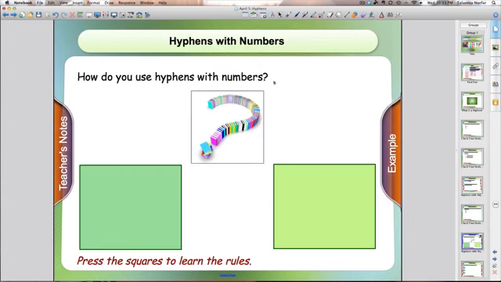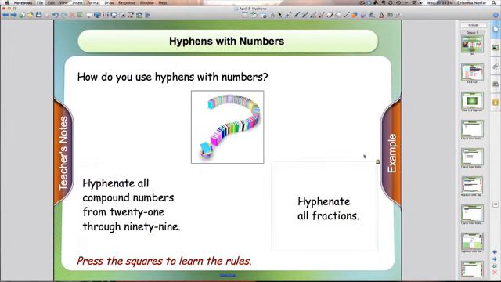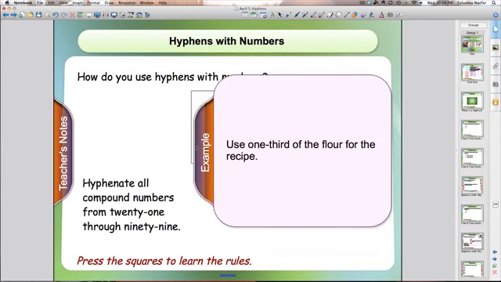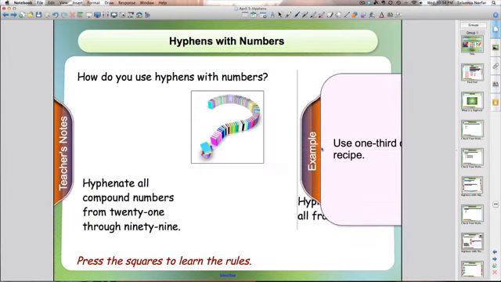How do you use hyphens with numbers? Well, hyphenate all compound numbers from 21 through 99. And hyphenate all fractions. Let's look at an example. Use 1/3 of the flour for the recipe. 1/3 is a fraction and we hyphenate that. Although normally we wouldn't hyphenate 1 or 1/3.